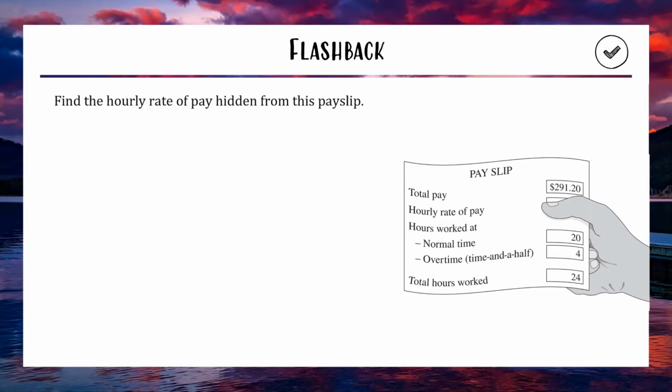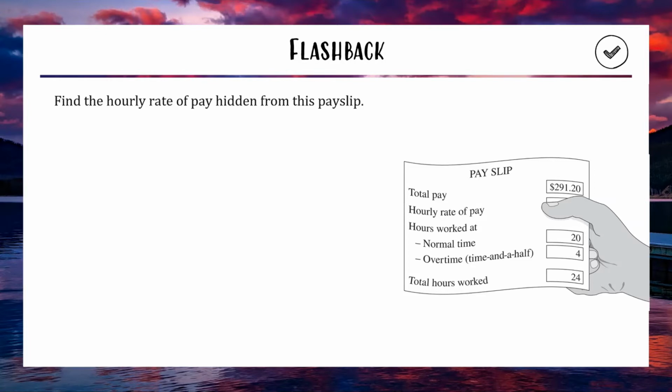Starting off with a flashback from the previous video, we have a pay slip here where we have the total amount paid, the number of normal hours worked and the number of overtime hours worked at time and a half pay, and total hours worked. The question is to find the hourly rate of pay, which is hidden by this thumb here. So you have the total pay and the hours, and you want to figure out what the hourly wage is. See if you can figure it out.